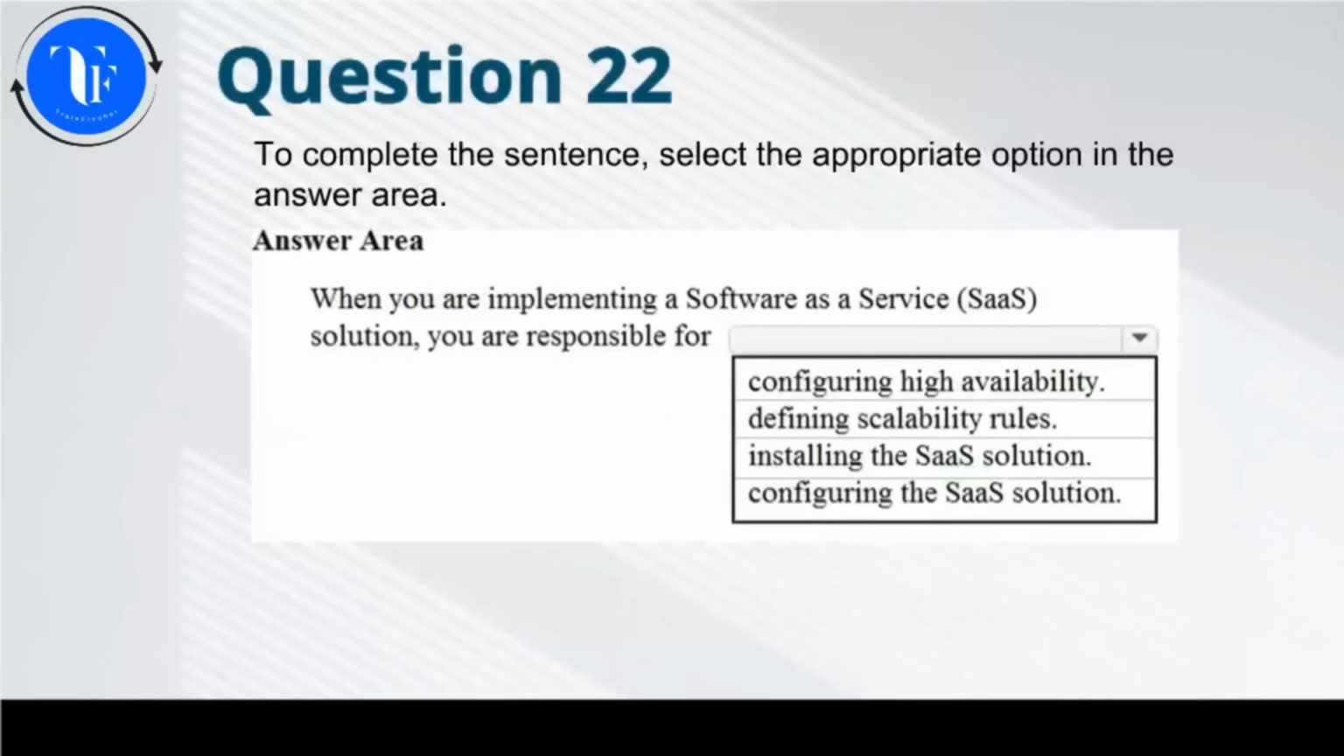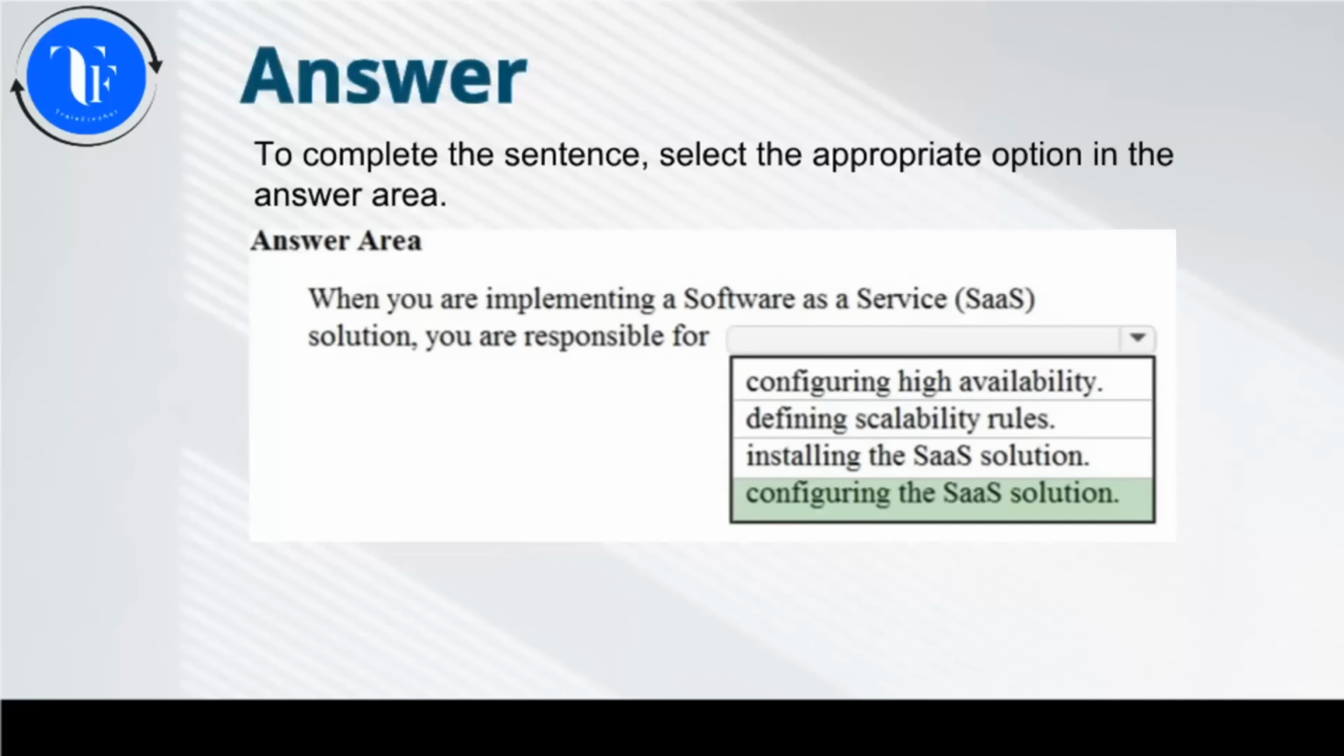Question 22. When you are implementing a software as a service solution, you are responsible for configuring high availability, defining scalability rules, installing the SaaS solution, or configuring the SaaS solution. You are responsible for configuring the SaaS solution. Everything else is done by the SaaS provider.